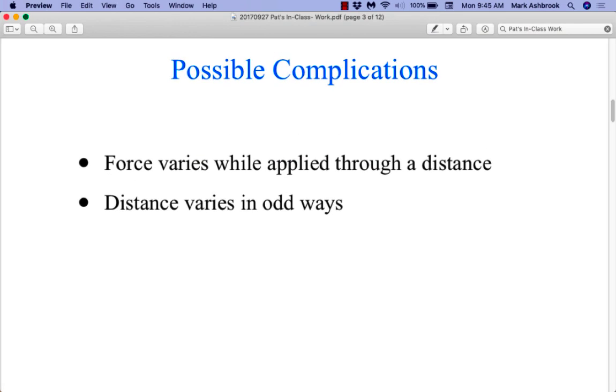Okay, so it's going to be more complicated than just taking a value of force and multiplying it by a distance. Why? Because force can vary as you go. As you're exerting or accomplishing this work, the force may be varying. And the distance might not be a nice, simple straight line. So this is what complicates the issue. It's not just the force is 8, the distance is 5, 8 times 5 is 40, right? It becomes complicated when force varies and distance can vary.